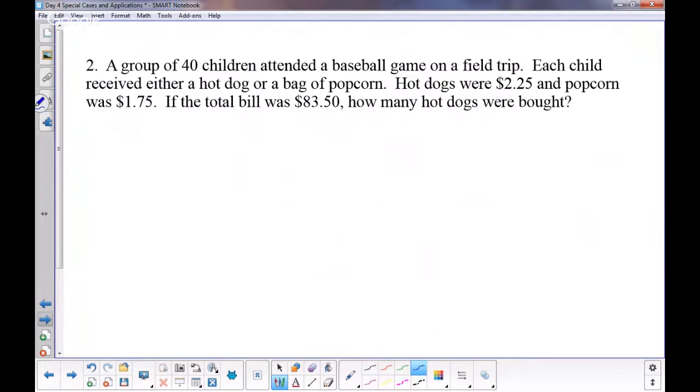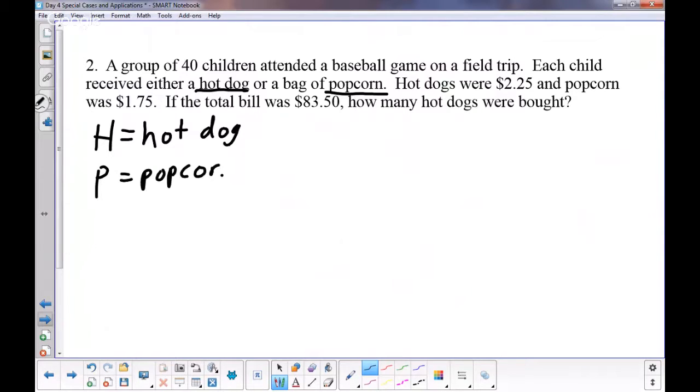All right, so let's go back again. Identify what we're doing. In this case, hey, it's hot dogs and popcorn. Hot dog, popcorn. And everyone buys one or the other. So I'm going to do H for hot dogs. H for hot dogs. And I'm going to do P for popcorn. All right. So again, when we do our equations, we have a total and we have a monetary value.